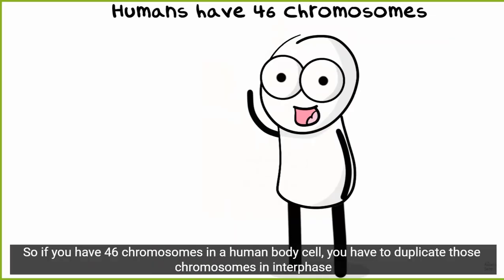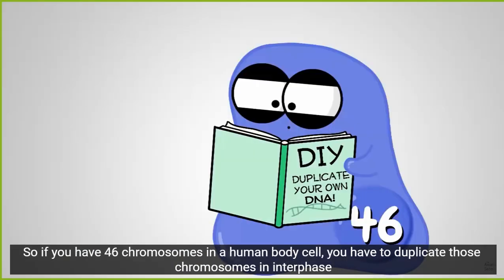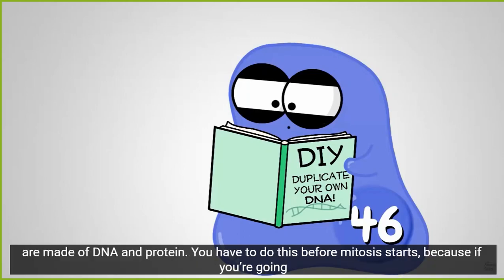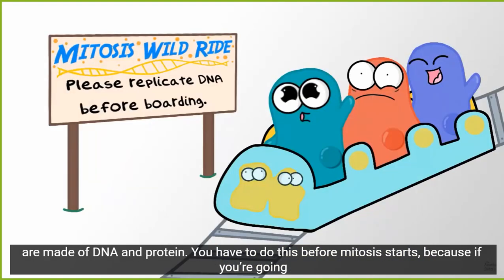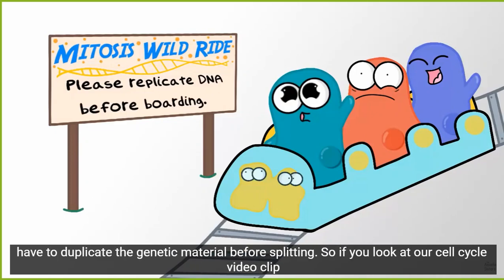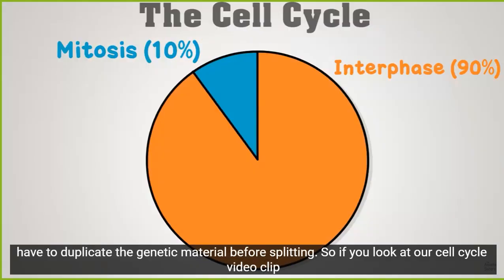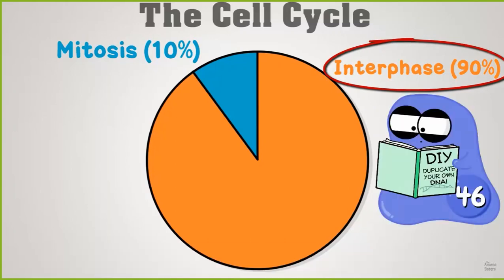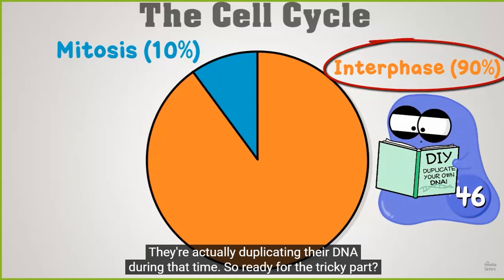So if you have 46 chromosomes in a human body cell, you have to duplicate those chromosomes in interphase before mitosis starts. That basically means you're duplicating your DNA, since chromosomes are made of DNA and protein. You have to do this before mitosis starts because if you're going to make an identical cell that has 46 chromosomes just like the original, well, it makes sense you have to duplicate the genetic material before splitting. So if you look at our cell cycle video clip, we talk about interphase. That's a stage where most of the time cells are spending their time. They're actually duplicating their DNA during that time.